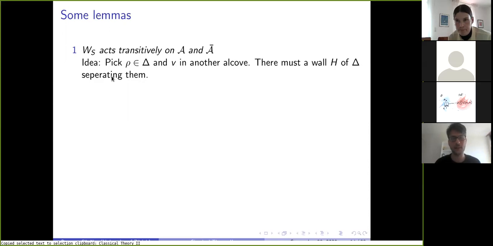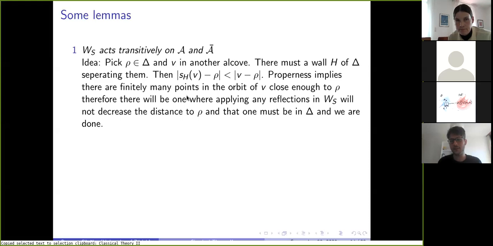The idea is just picking a point in the fundamental alcove, and a point in any other alcove we like. If they're not both in the fundamental alcove, there must be a wall of the fundamental alcove separating them. Otherwise, they'd both be in the same fundamental alcove. Notice that this implies that by taking the reflection of the point in the other alcove by the reflection corresponding to that wall of the fundamental alcove, we reduce the distance, because there used to be a hyperplane separating them and now there's not. They were on different sides, and now they are on the same side, basically.